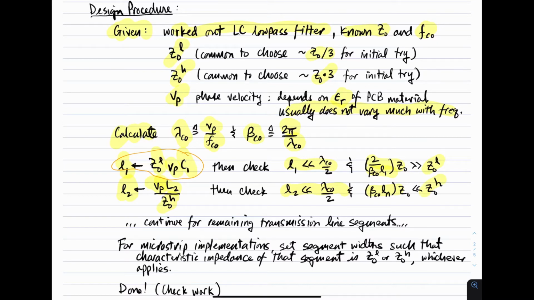Once you see this for those first two segments, it works exactly in the same way for all remaining transmission line segments. The only thing that changes is subscripts. Now, for microstrip implementations, you would set the segment widths such that the characteristic impedance of that segment is the right value. That's just setting the width. There will only be two widths, one corresponding to Z naught L and the other corresponding to Z naught H. And you're done. Of course, you should check your work, and I'll show you how you can check your work when we do the example.